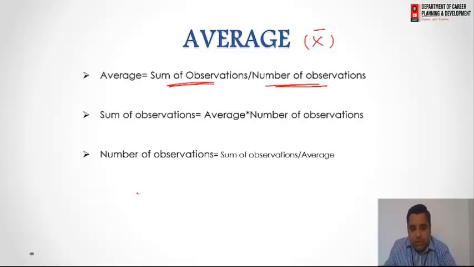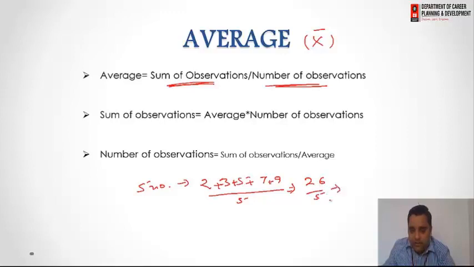For average we always need data, and the data is a few numbers. Let's have an example. Suppose there are 5 numbers: 2, 3, 5, 7 and 9. We need to find the average of these numbers. So average is firstly the sum of the values, that is 2 plus 3 plus 5 plus 7 plus 9, divided by the number of observations, that is 1, 2, 3, 4, 5. There are 5 numbers. So using this equation, 2 plus 3 is 5, 5 and 5 is 10, 10 and 7 is 17, 17 and 9 is 26. 26 by 5 is 5.2. 5.2 is the mean of these 5 observations.